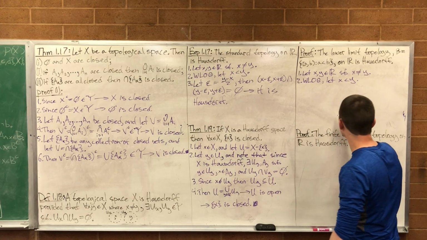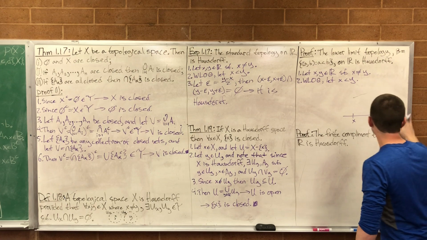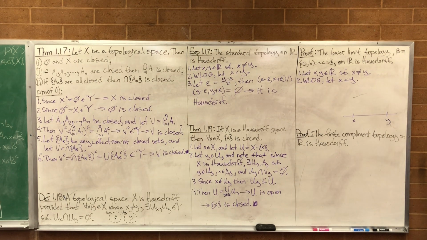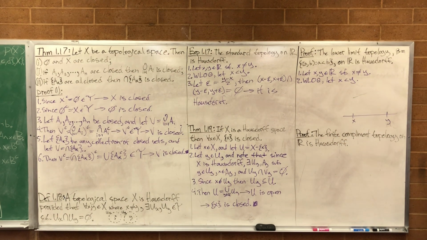Let's draw the picture real quick. What do we have? We have x here, we have y here. I need to come up with two intervals containing those things. Two intervals like this containing those things that are disjoint. And we're done. Right?